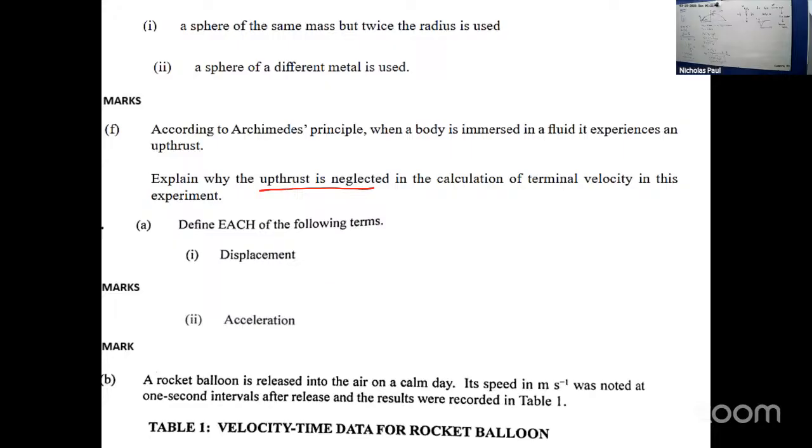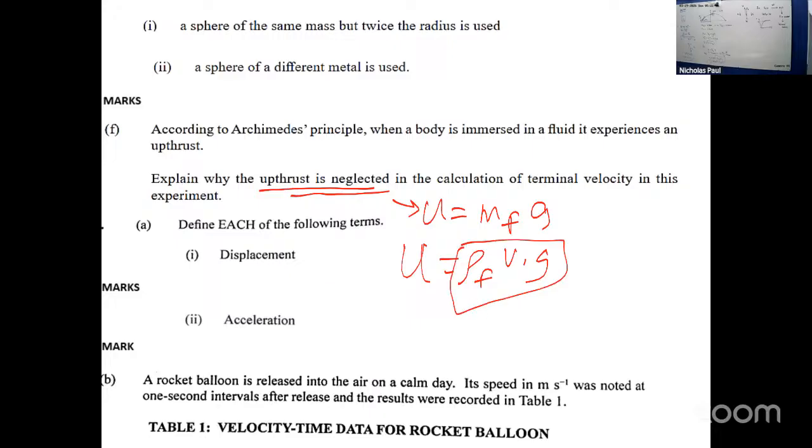Why would you neglect something? If it doesn't matter, it's really small, right? So the reason the upthrust is neglected is, the way to find upthrust is what? Upthrust is the weight of fluid displaced, which is density of fluid times volume times gravity. So you may remember this, you may not. If the density of the fluid is very small, then upthrust is what?